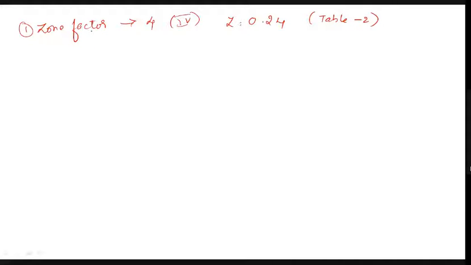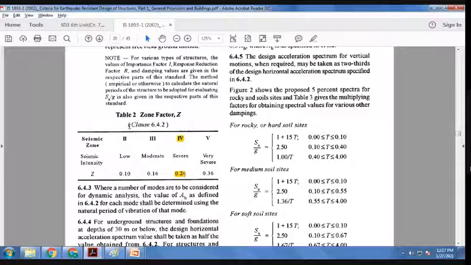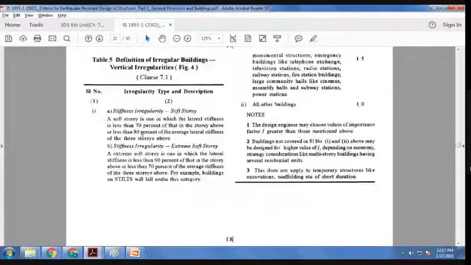Then we will go for the importance factor I. He has not mentioned any importance, that is whether it is a school building, hospital building, any public sectors. So we will take I value equals to 1. Suppose it is school building, public building, then what we had done? We have taken 1.5. That too we will get from table number 6.